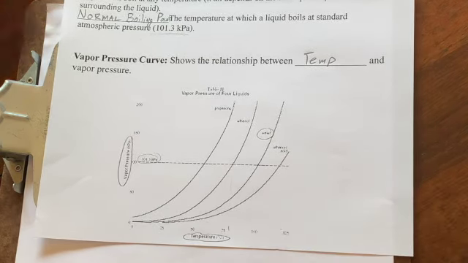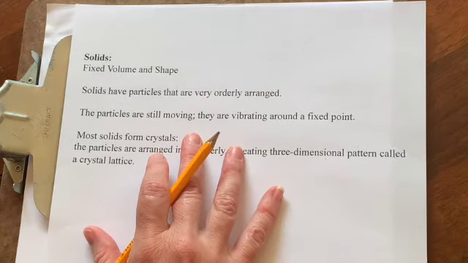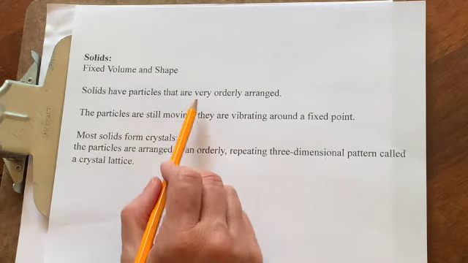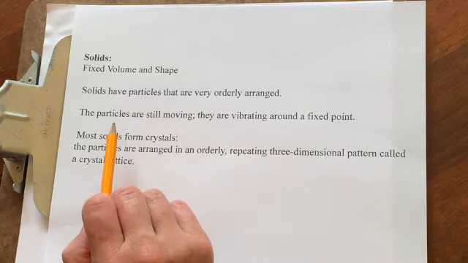We are going to end talking about solids. Solids have a fixed volume and shape. Again, we're used to dealing with solids in our everyday life, so we know what we mean by that. Solids have particles that are very orderly arranged. They do not have the ability to flow past each other. They are in a set pattern. The particles, however, are still moving. We say that they are vibrating around a fixed point, so very, very limited motion.